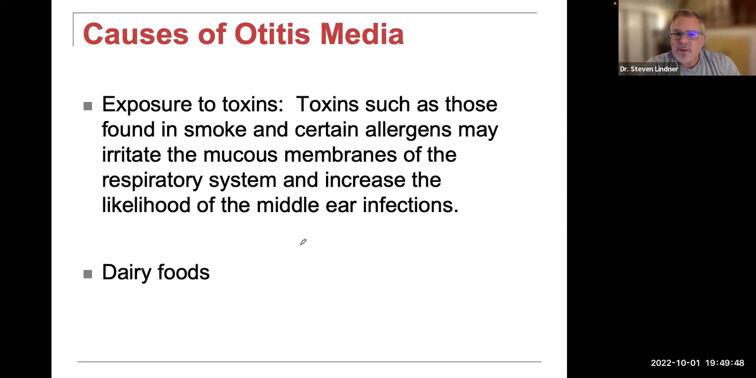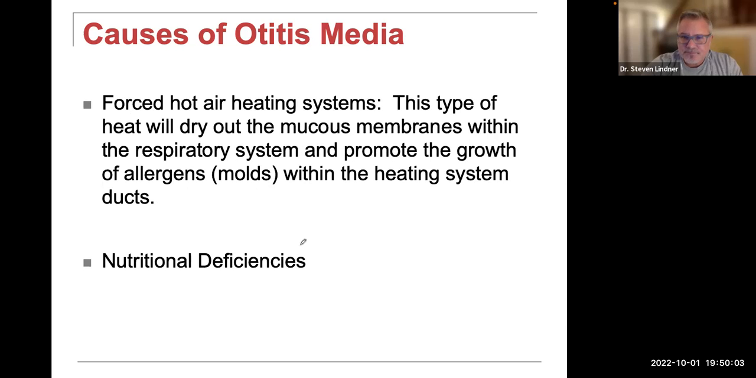Otitis media can also be caused by toxins found in smoke and allergens, which can irritate the mucous membranes of the respiratory system, and it just does increase the risk of ear infections, as do dairy foods. There could be issues with forced air heating systems that can dry out the mucous membranes within the respiratory system, and that can also promote the growth of mold and allergens.